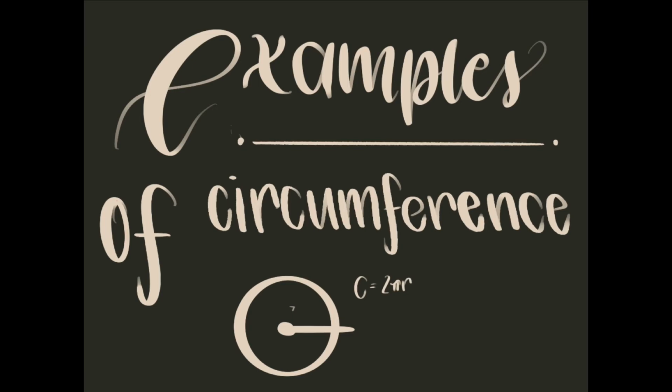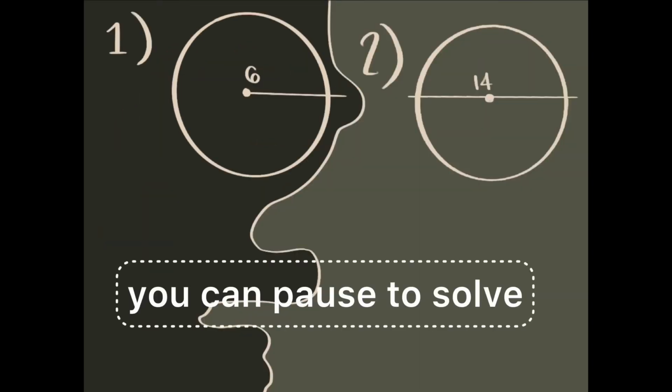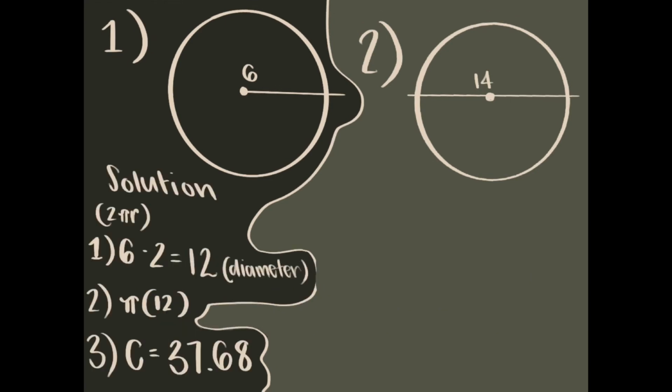Examples of circumference math problems. The answer for number 1 is 37.68. What you do first is multiply 6 and 2, which gets 12, which is your diameter, and then multiply 12 with pi. This is the circumference.